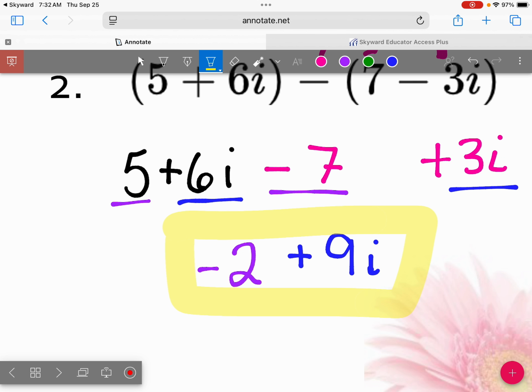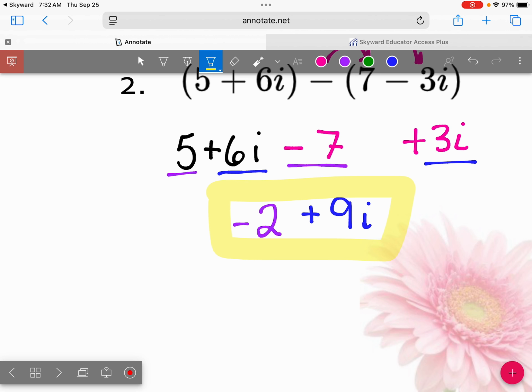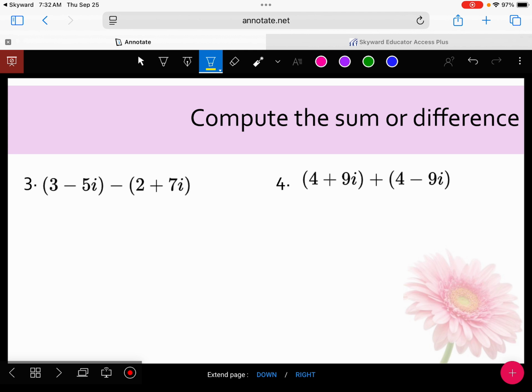Questions on those two? We're going to practice this a couple more times. So let's look at 3 and 4, and then we might do 5. Well, we'll probably finish the page, so not super long.